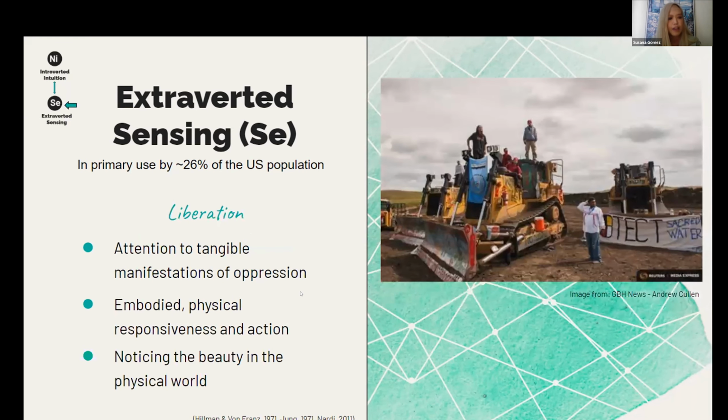Even so, extroverted sensing underlies our attention and quick embodied responsiveness to the very tangible forms that oppression takes. For instance, it takes extroverted sensing for us to notice that toxic waste facilities are often built in working class communities. Extroverted sensing is also the process by which we notice the beauty of our beloved places.